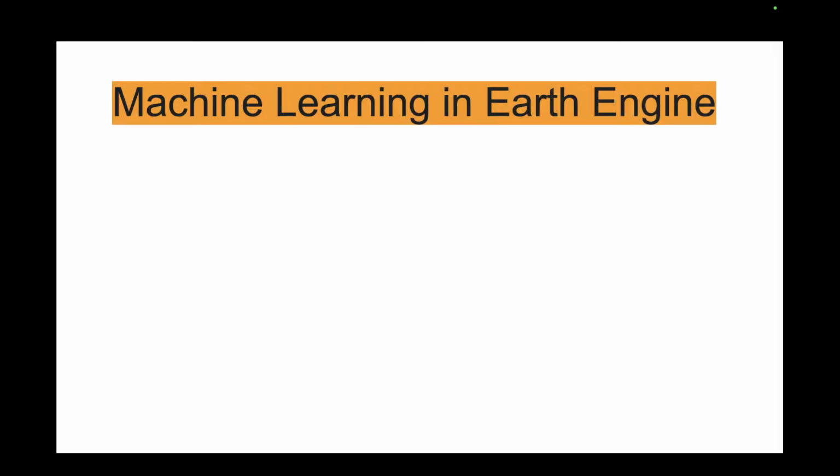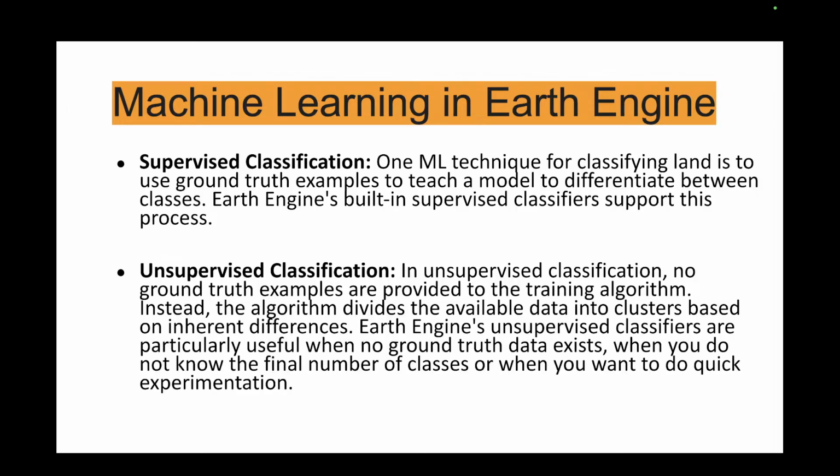So in this case, we have machine learning in the Earth Engine platform. Basically, machine learning is a field of artificial intelligence that enables systems to learn from data without explicit programming. It focuses on developing algorithms that can identify patterns, make predictions, or improve their performance over time through experience. So basically, machine learning can be of mainly two types: supervised and unsupervised machine learning models.